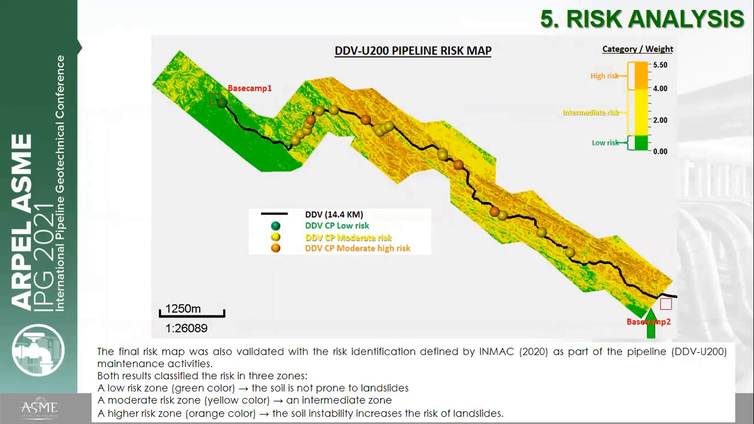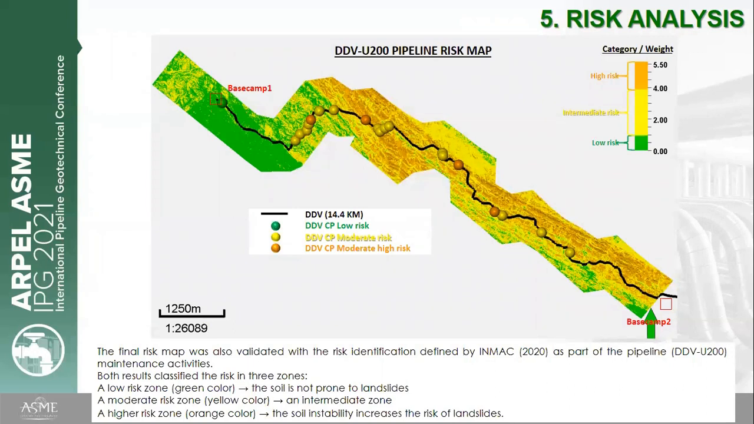The final risk map was also validated with a risk identification defined by the operations of maintenance in 2020 as part of the pipeline's maintenance activities. Both results classify the risk in three zones.